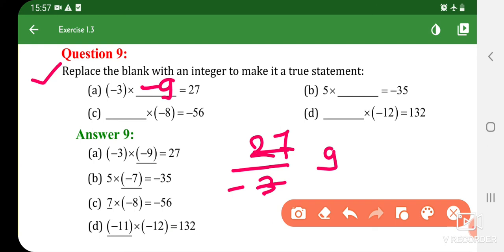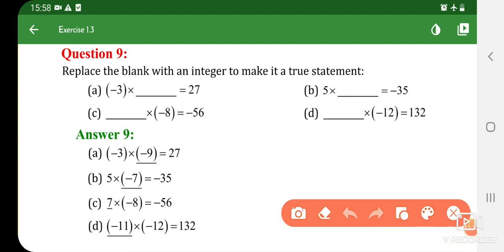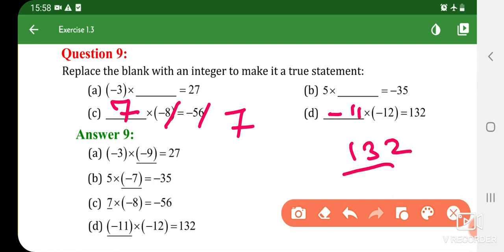Here also, 5 into blank equals minus 35. When we divide minus 35 by 5, the answer we get is minus 7. So the correct answer is minus 7. Now next, minus 8 into blank equals minus 56. When we divide, 8 sevens are 56, so the answer is 7. And here, blank into minus 12 equals 132, so the answer is minus 11, because when we divide 132 by minus 12, we get minus 11.